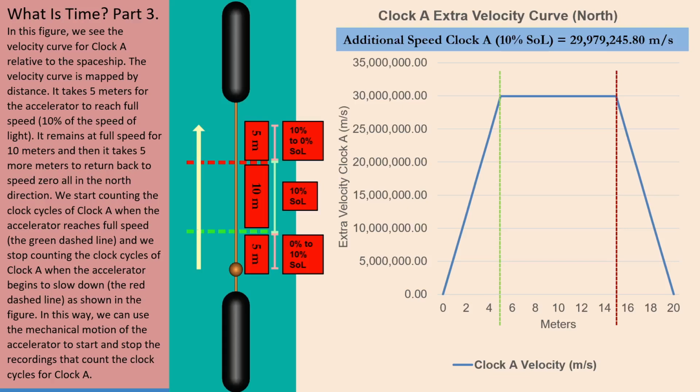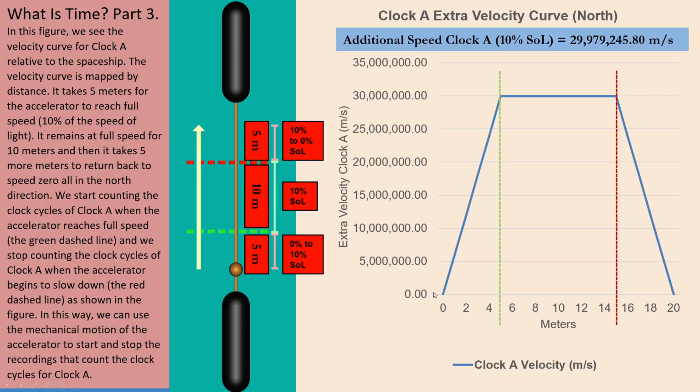We start counting the clock cycles of clock A when the accelerator reaches full speed, the green dashed line, and we stop counting the clock cycles of clock A when the accelerator begins to slow down, the red dashed line, as shown in the figure. In this way, we can use the mechanical motion of the accelerator to start and stop the recordings that count the clock cycles for clock A.